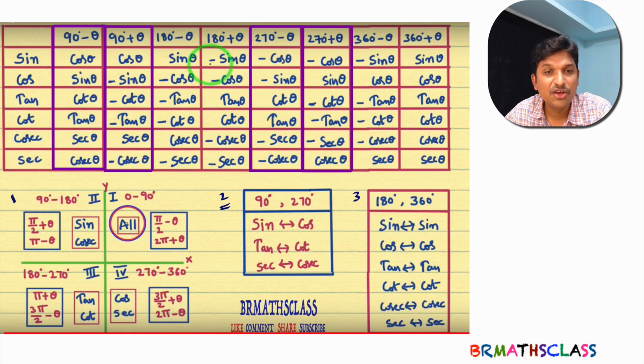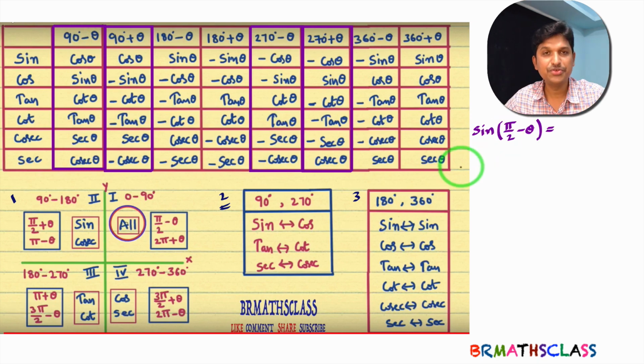Only confusion is when to keep minus, when to keep plus. It's a simple thing. For example, you want to know sine 90 degrees minus theta. Suppose you want to know what is sine pi by 2 minus theta. Pi by 2 means 90 degrees.